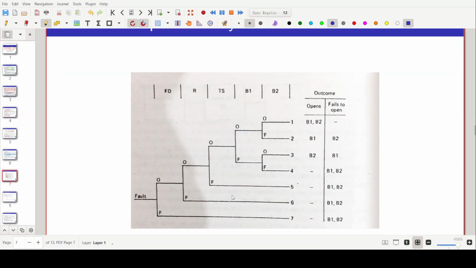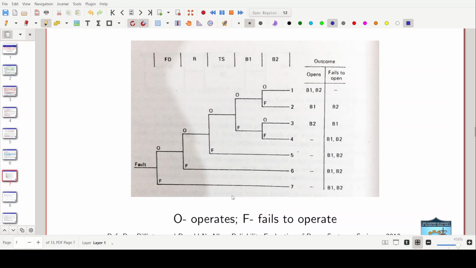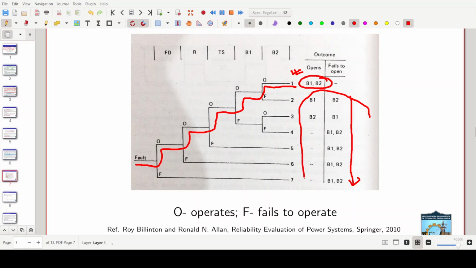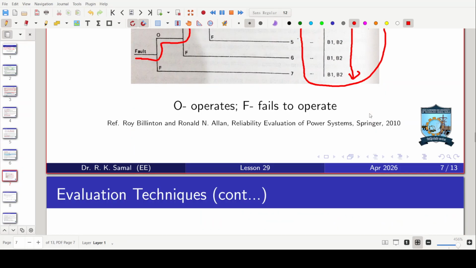So this is the event tree. Look at it. So this is the event tree for our protection system. Okay, look at it. So I told you there is only one path, which is the success path. You see, a fault occurs. Here it operates, then operates, and finally both breakers B1, B2 open. So this is the case where a success case is there, both the breakers open. Then there are many paths through which the protection system will fail to operate. Okay, so these probabilities we have to obtain.